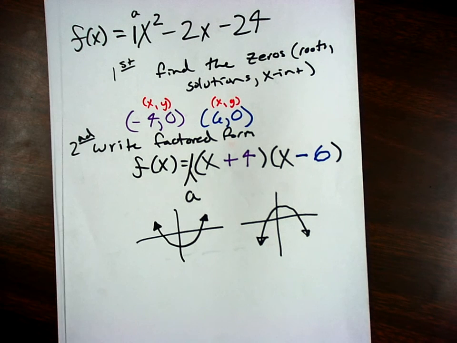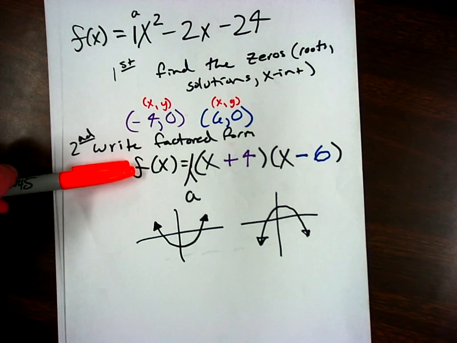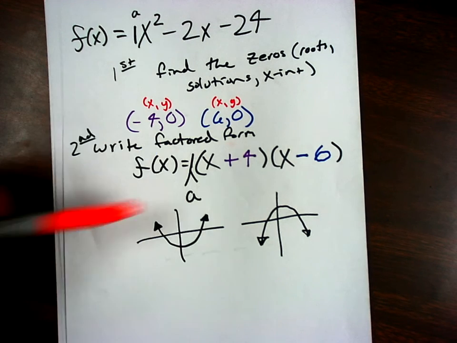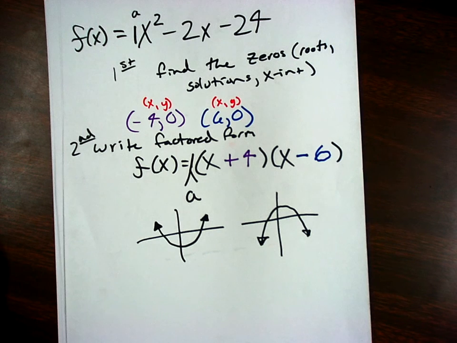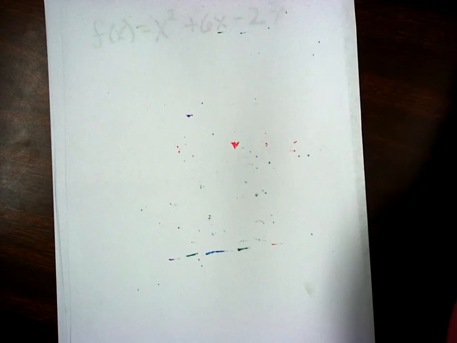So, there's our first example. Here are our zeros, and then here's the factored form. All right, let's look at example number 2.